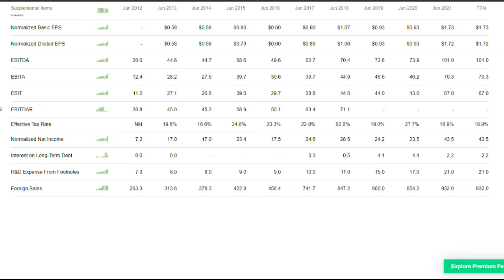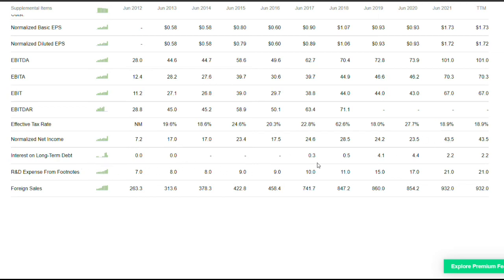So the effective tax rate is what the company is paying in taxes. As we saw, the diluted earnings per share for the year 2018 was very low because of the taxes. The tax rate was 62% for that year. So you can see how much the company is paying in taxes per year, and based on that you can see the fluctuations in the net income and the bottom line. So normalized net income is mentioned here after all the expenses and all that. That is the normalized net income.